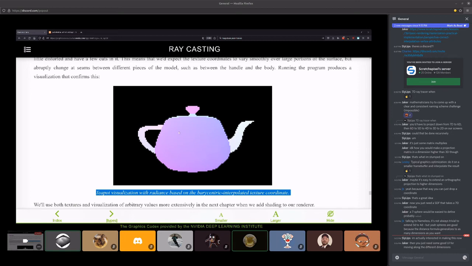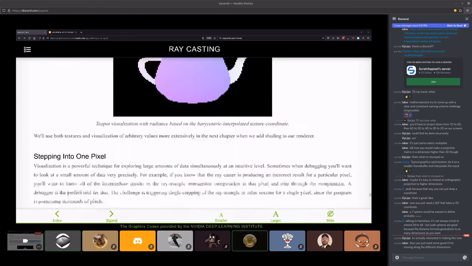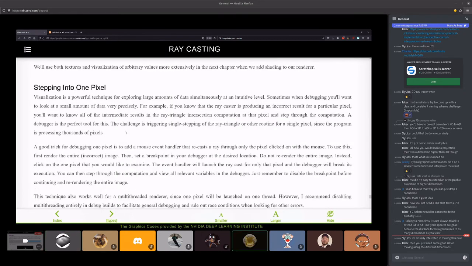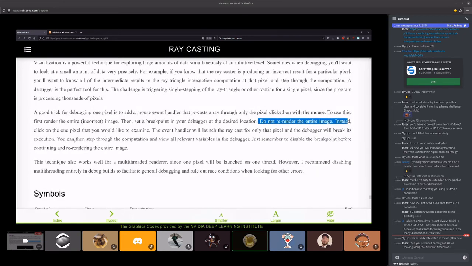This is us applying a texture to the teapot. Notice the discontinuities as the thing changes over places. That's interesting. A way to debug it would be to take the current mouse position and find the pixel coordinate, then do the ray trace at that pixel coordinate, and then set a breakpoint when we want. That's useful.